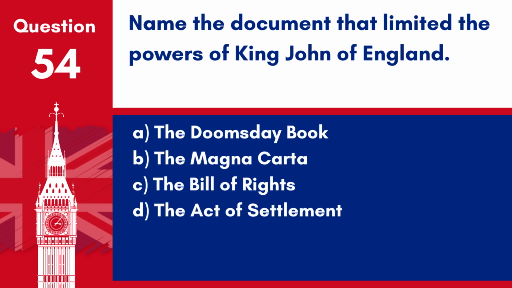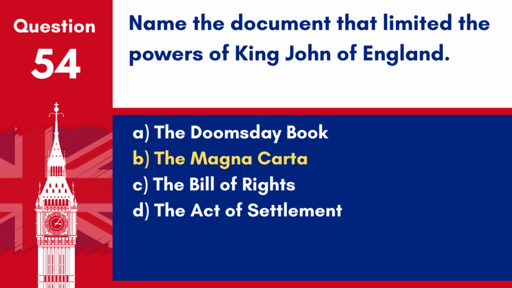Question 54. Name the document that limited the powers of King John of England. A. The Domesday Book. B. The Magna Carta. C. The Bill of Rights. D. The Act of Settlement.